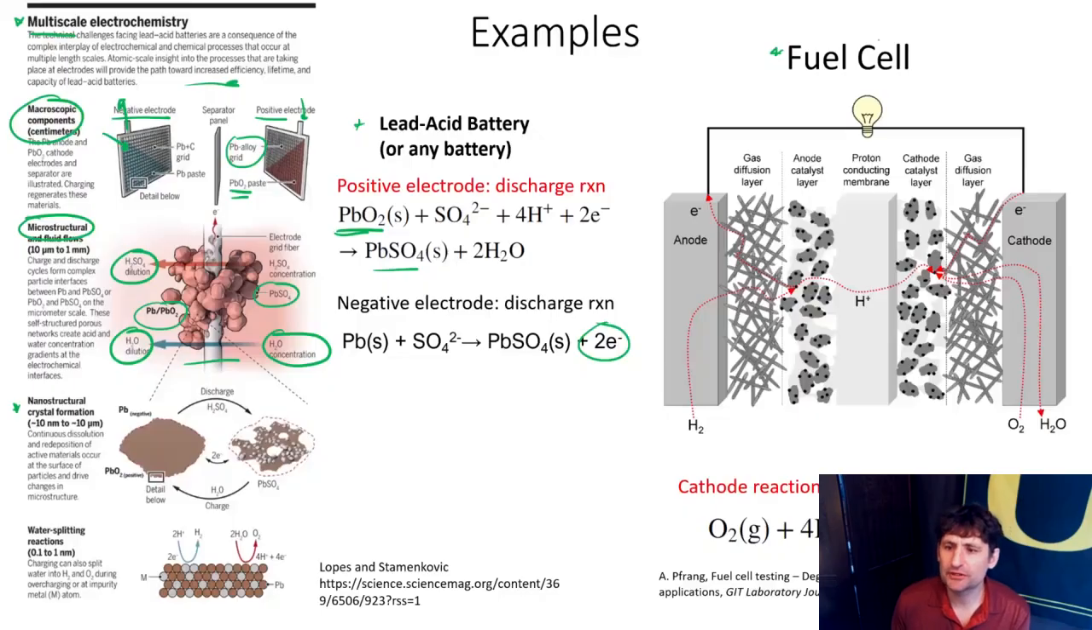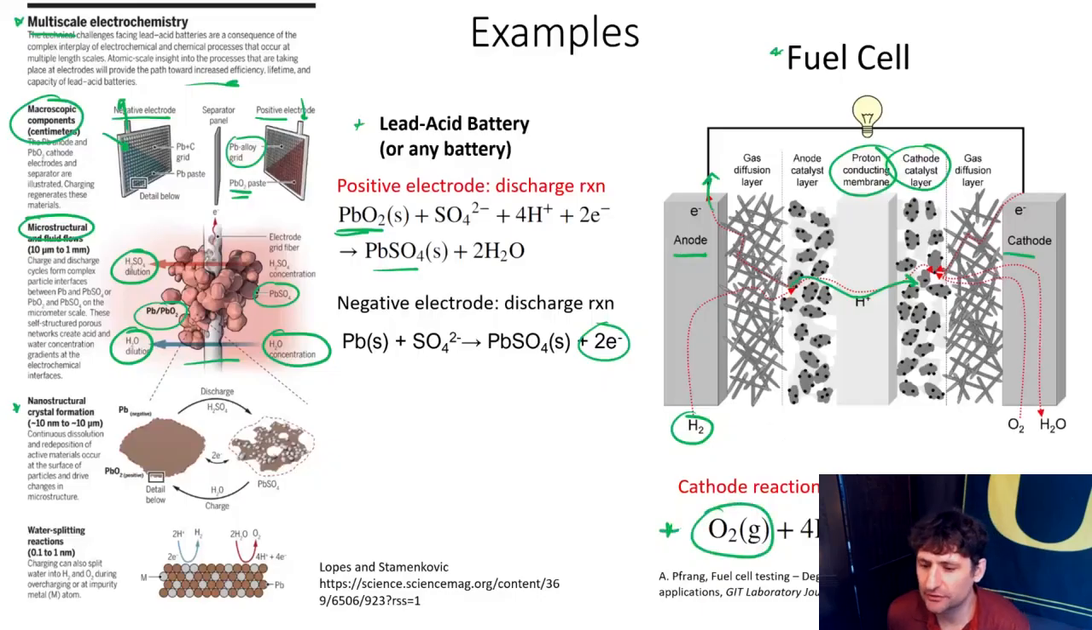Another example is a fuel cell. A fuel cell has, again, an anode and a cathode. At the anode, you oxidize H2 to make protons. The protons go across a proton-conducting membrane and into a cathode catalyst layer where you drive the reduction of oxygen. This is typically the harder reaction in a fuel cell.